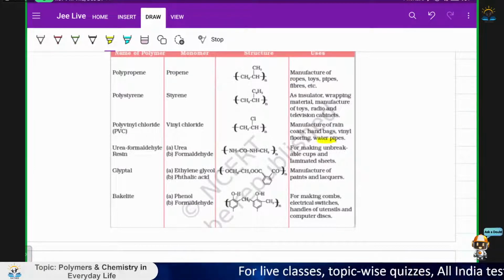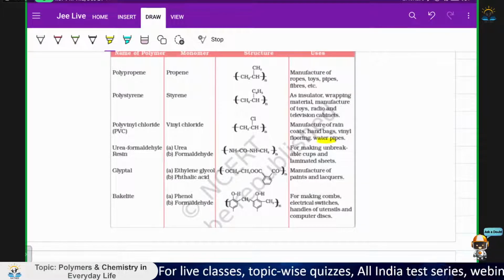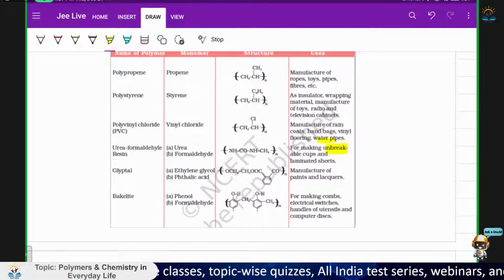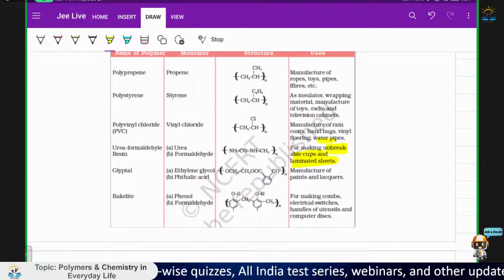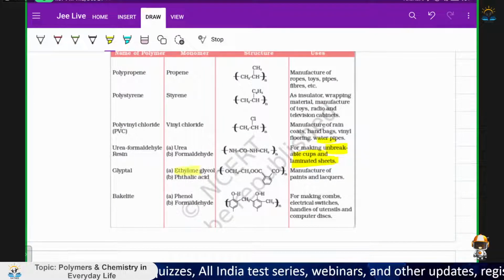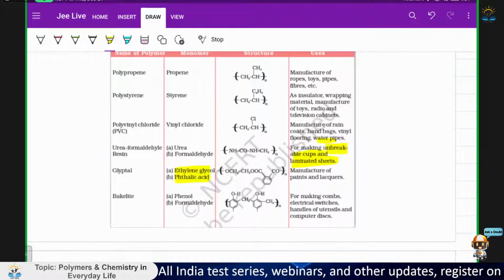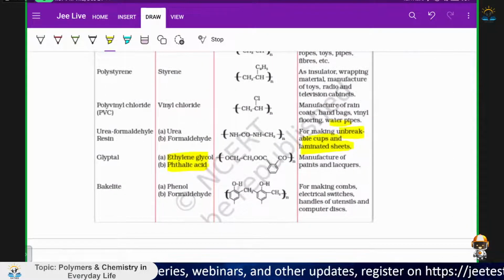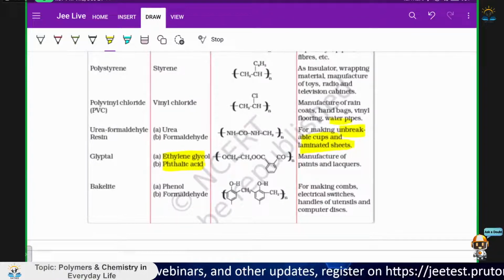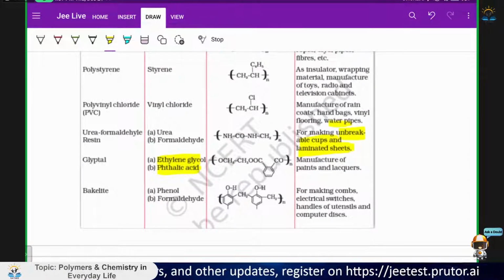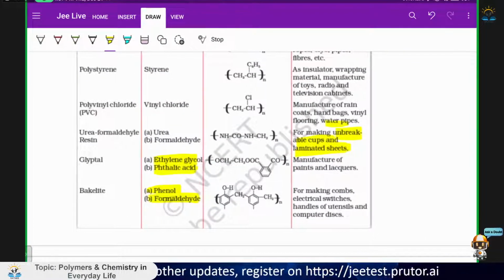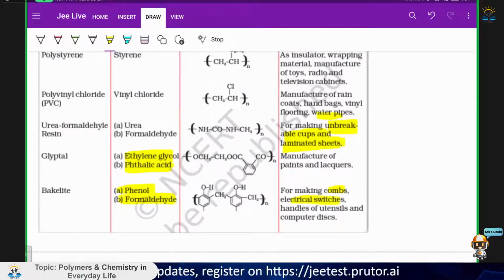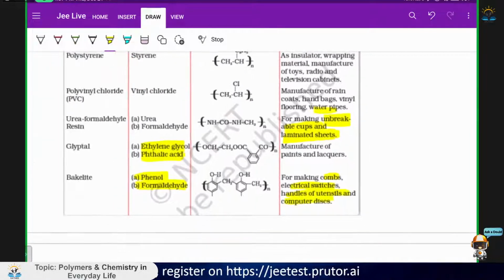And urea formaldehyde resin. The monomers are urea and formaldehyde, a copolymer. It is used for making unbreakable cups and laminated sheets. Now the next polymer is glyptal. This is a copolymer of ethylene glycol and phthalic acid. It is used for manufacture of paints and lacquers. Bakelite, we already discussed that one. The thermosetting polymer, with monomers phenol and formaldehyde. Used for making combs, electrical switches, handles of utensils and computers.